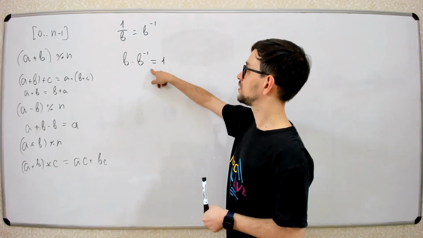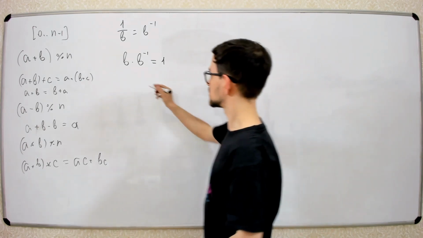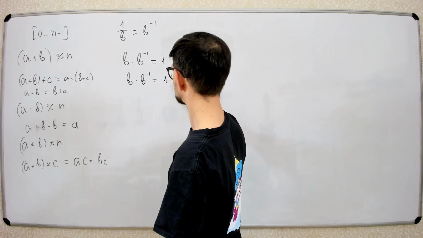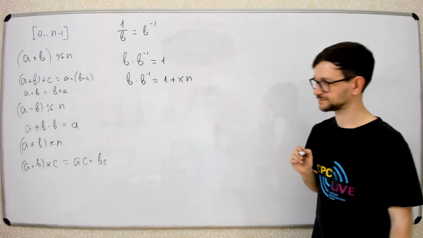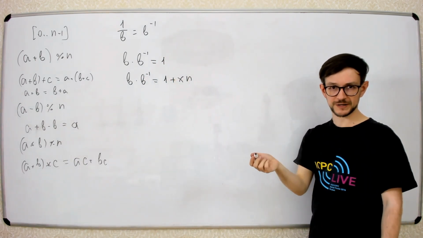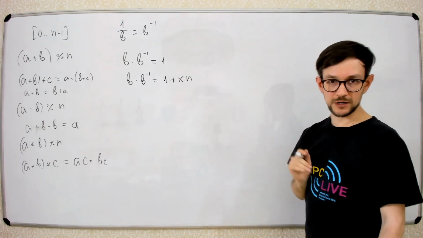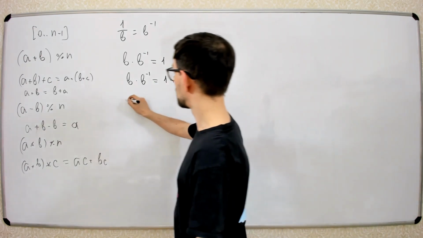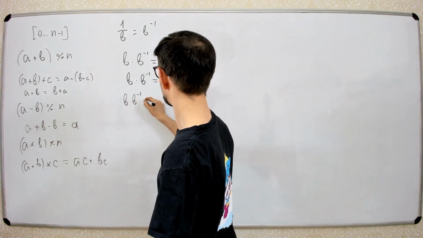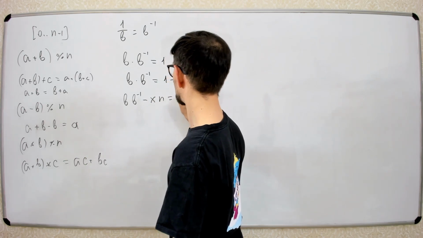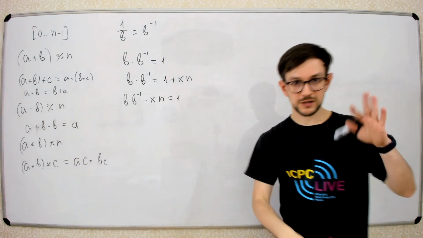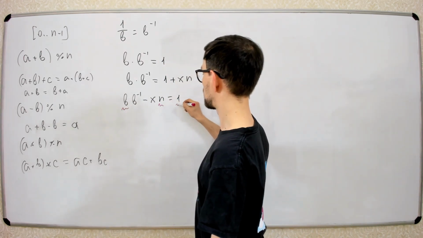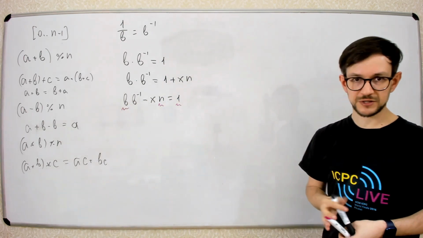What does it mean? If it equals 1 modulo n, it means that b multiplied by b to the power minus 1 equals 1 plus x multiplied by n for some integer x. What do we have here? We have a diophantine equation, right? Like before: b times b inverse minus xn equals 1. This is again a diophantine equation. We know the number b, we know the number n, we know the number 1, and we need to solve this diophantine equation.